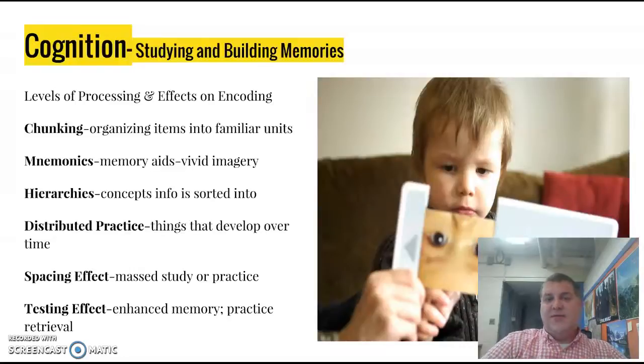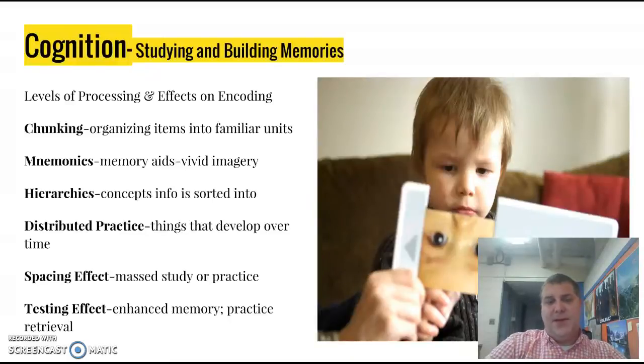Hierarchies, concepts, information is sorted into. For me, the very first thing that comes to my mind is biology and how you have your different classes and things that you put your animals into. Distributed practice is things that develop over a time period, so you just have to continuously practice it and practice it for it to get to work.